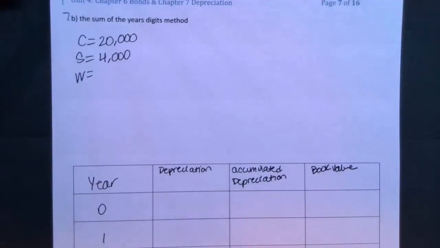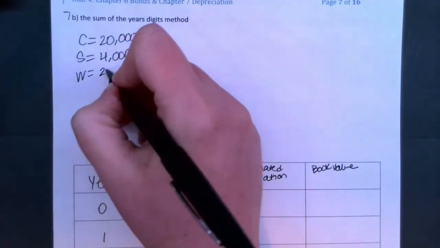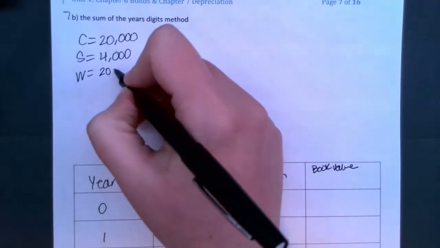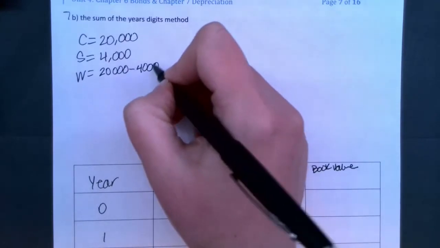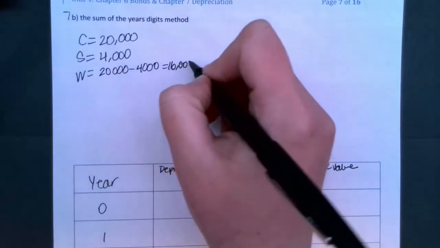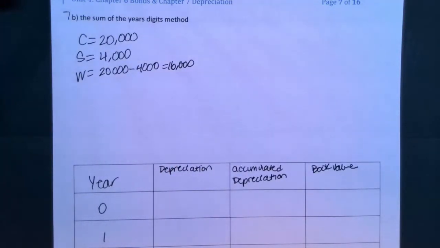In part B, we look at what's called the sum of the years method. Okay, so this is the same scenario we were working with in part A because it's the same problem. We're just going to look at it a little bit differently. So here our cost was $20,000. Our scrap is $4,000. So our wearing value is still going to be C minus S. So 20,000 minus 4,000 to get 16,000. So that's not going to change for our total wearing value.